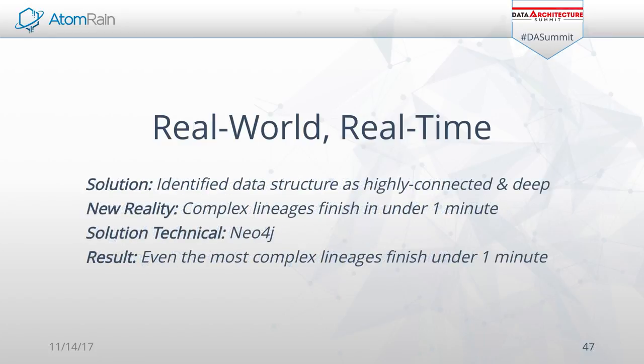So these were very deep structures. You can have millions of paths in these structures. And moving it to native graph, Neo4j, it finished in under a minute. And that's just a very powerful example, from not finishing to finishing in under a minute, for having your data shape match the technology that's designed to handle it the best.